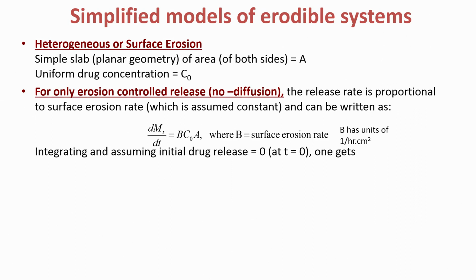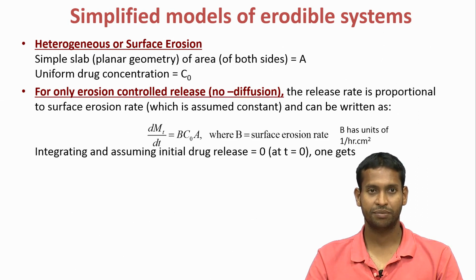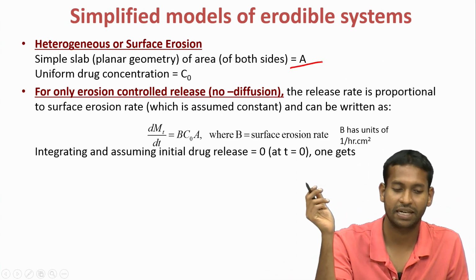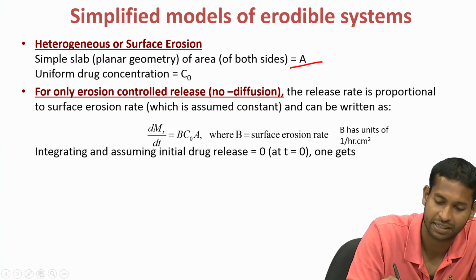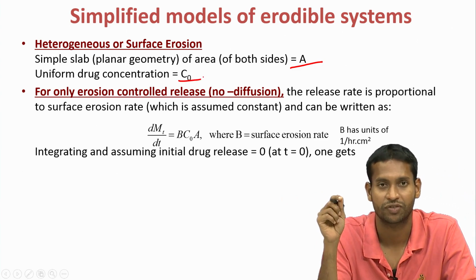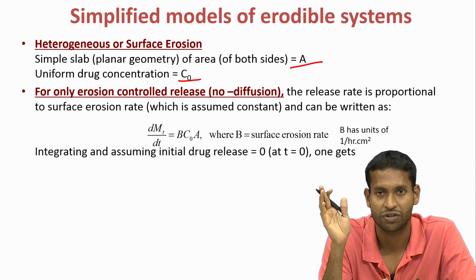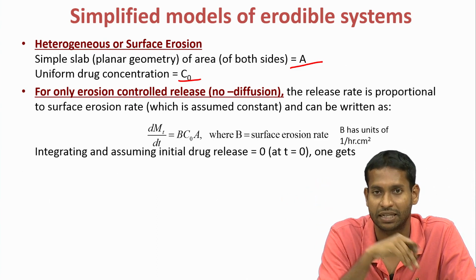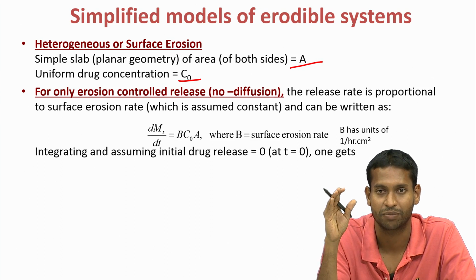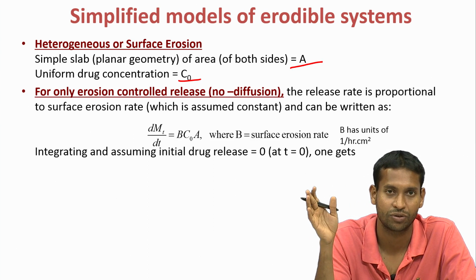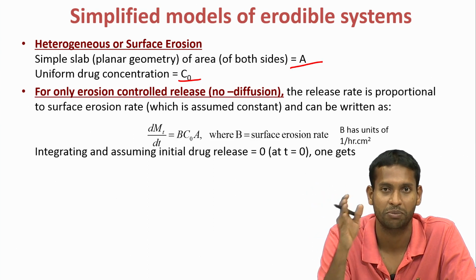So, some simplified models of erodible systems. For a simple slab or planar geometry, let us say that the area from which this is eroding is A, and let us say it has a uniform drug concentration of C0. If it is only erosion control, let us say there is no diffusion, which is how we started defining this, that the pore size is much lower than the size of the drug. So, the drug cannot diffuse out, it has to basically wait for the polymer to erode.